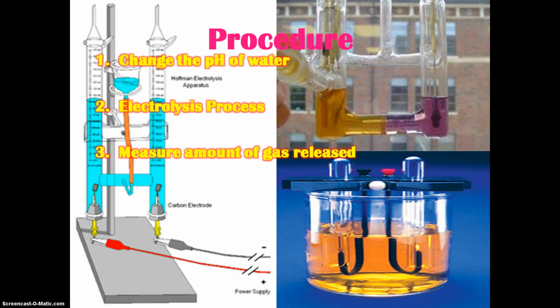So, our procedure. First, we will change the pH of a certain amount of water to 2, 7, and 14. Then, the electrolysis process will occur, in which current will be passed through an ionized solution. And then we'll measure the amount of gas released, the oxygen and the hydrogen.